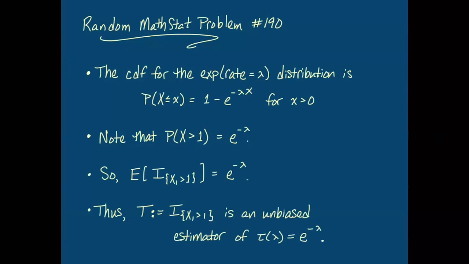However, in this problem, we're asked to ensure that our estimator depends on all n data points x1 through xn. We're given the hint of using the Rao-Blackwell theorem, which says that we take an unbiased estimator and condition on a sufficient statistic. So let's find a sufficient statistic using the factorization criterion.